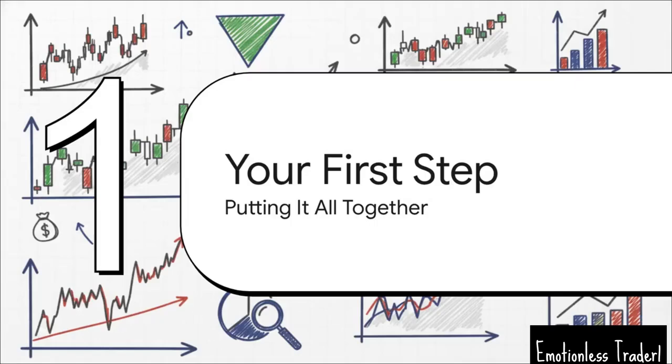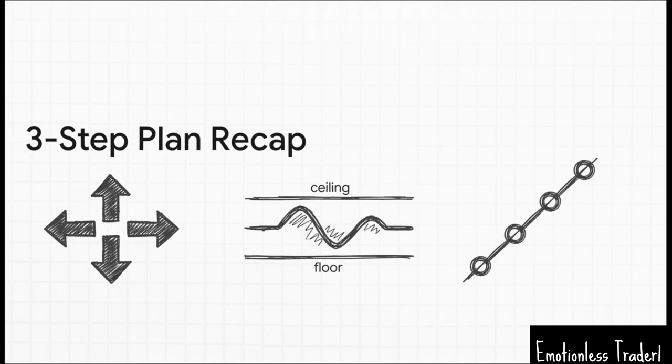So there you go. Just like that, you've gone from looking at a confusing chart to actually performing a structured 3-step analysis. Now, this isn't about predicting the future with a crystal ball, okay? It's all about putting the probabilities in your favor. Let's just run through the plan one last time, super quick. First, identify the trend, up, down, or sideways. Second, mark your floor and ceiling, your support and resistance. And third, draw your trend lines, always aiming for the maximum number of touches to prove they're legit.